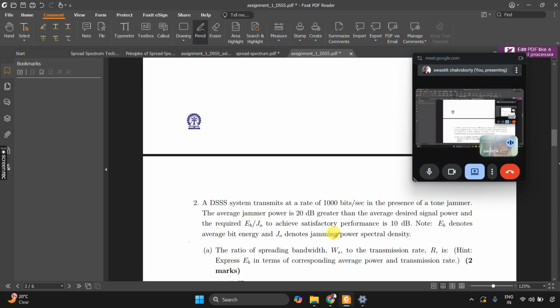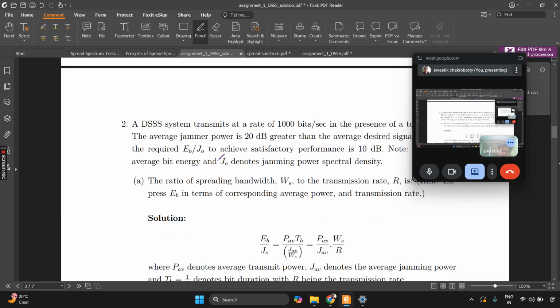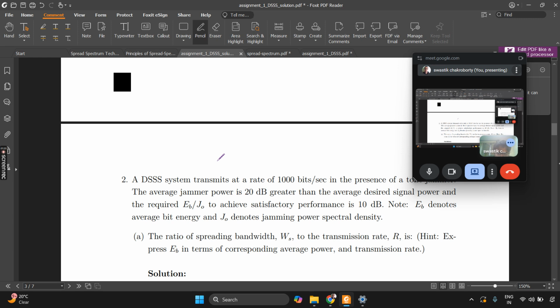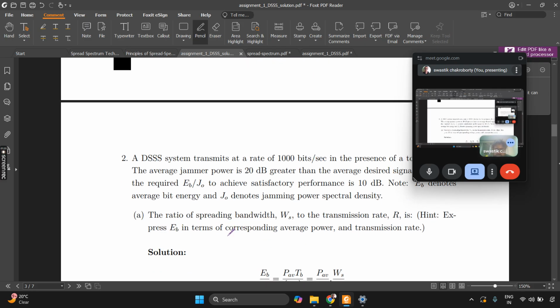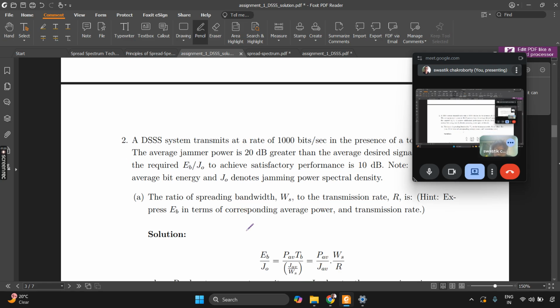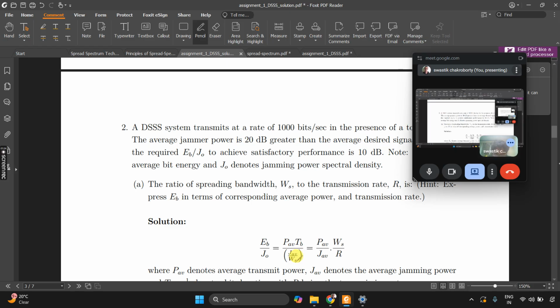The ratio of spreading bandwidth to transmission rate is... So the first thing is we have to interpret the system. Eb/J0 is the bit energy and jamming PSD. So Eb/J0 is basically Eb, which is the average power times the bit duration, over the jamming power spectral density, which is the average jamming power over the spreading bandwidth, the bandwidth over which the jamming is done.